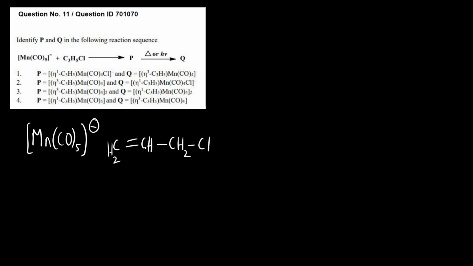You can see this is C3, 3 carbons, and hydrogens: 2 plus 2, 1 plus 1, 2 plus 2, 4 plus 1, 5 hydrogens. So this is C3H5Cl. So the first step is a substitution reaction. This will attack here and Cl will go away as a leaving group. What we will get is Co5 remaining as it is, and this will be manganese.